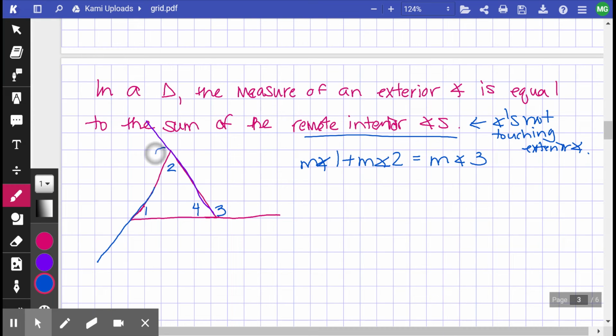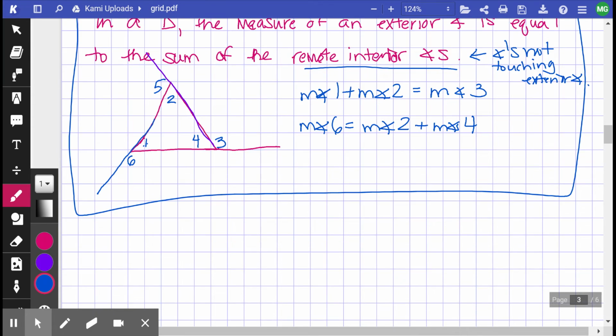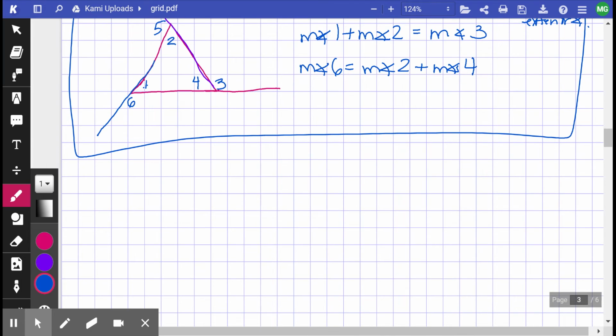So if I want to, let's call that 5 and 6. So if I was looking at the exterior angle at 5, that would equal the measure of angle 1 plus the measure of angle 4 would be your remote interior angles. So the 2 interior angles not touching 5. If I was looking at the measure of angle 6 as my exterior angle, that would equal, hopefully you can fill this in, measure of angle 2 plus the measure of angle 4. And that's very helpful sometimes when we have variables and we can't find the angles.